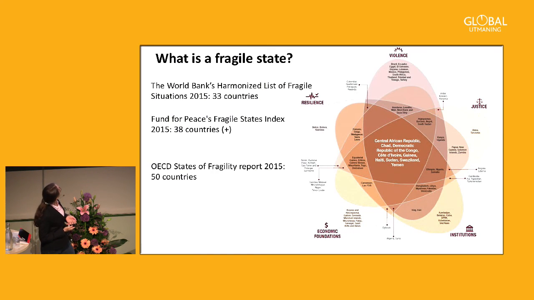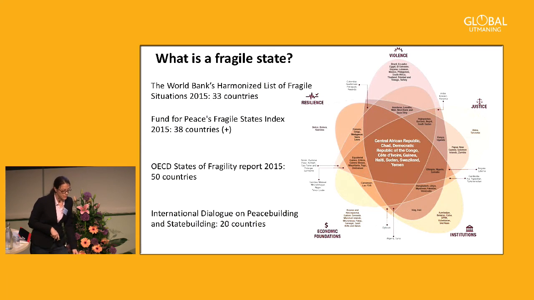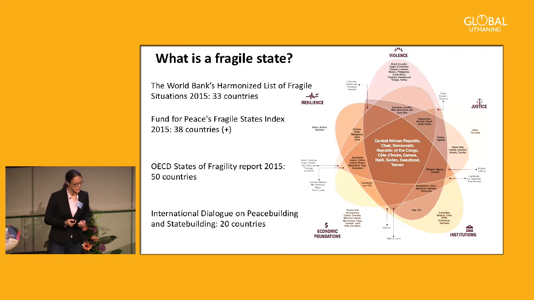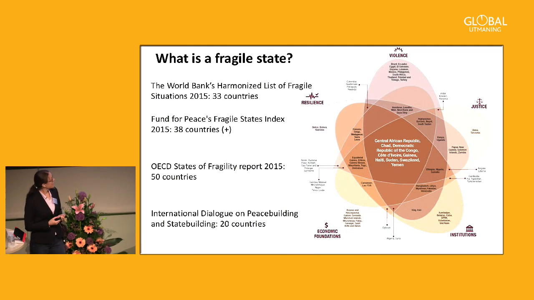Or if we go on to the OECD States of Fragility Report, which has all these different dimensions, you have 50 countries. Or the International Dialogue on Peace Building and State Building has 20 countries. That is the international dialogue that held a conference in Stockholm in April this year and launched the Stockholm Declaration.